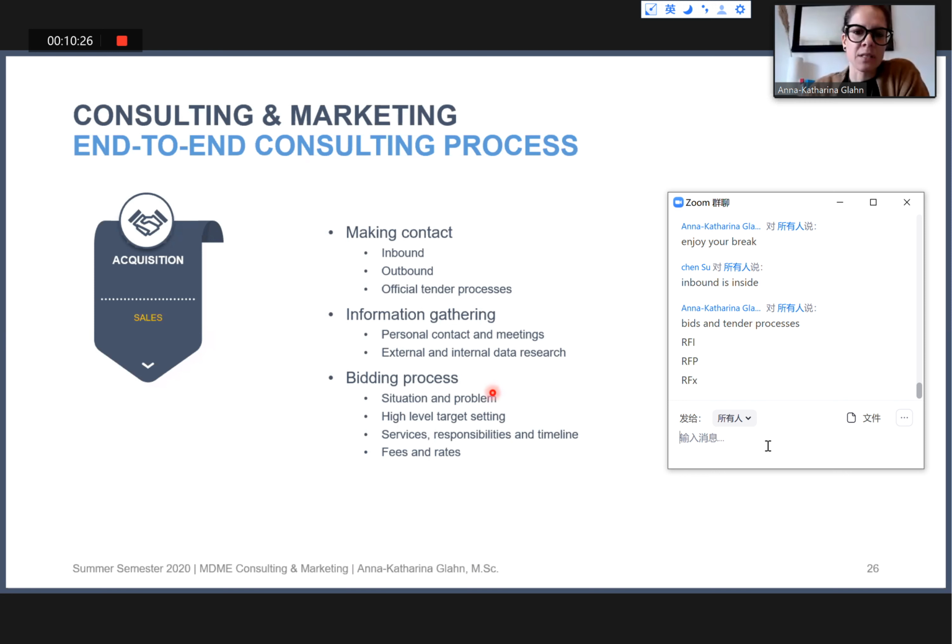And yeah, the bidding process itself, if you create an offer, of course you have to understand the situation of the client and the problem, you have to describe it, you find words to describe the high-level target setting, what's the idea, how it should look like in the future. You have to describe your services, responsibilities, and timelines. And the more information you have, the better, and the more detailed information you can give. And this also leads to a more precise fee and rate creation.